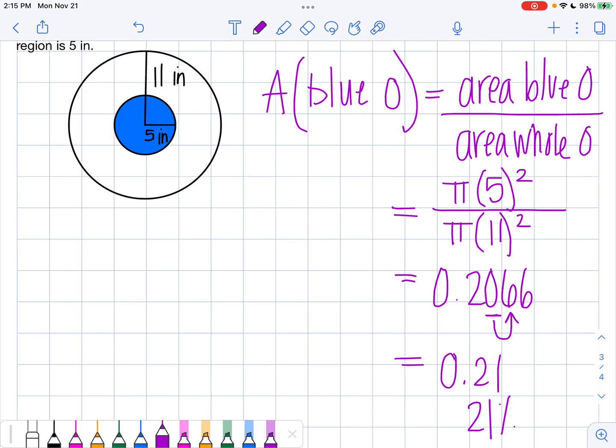So that's all you're doing. You want to find the area of where you want it to land, that shape, whatever shape it is, divided by the area of the whole game board.